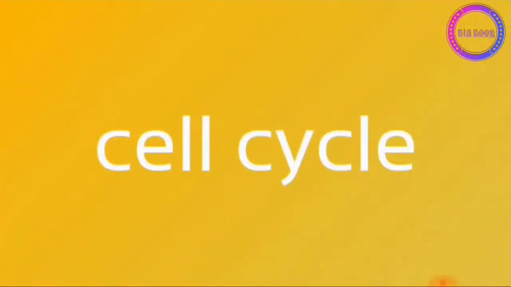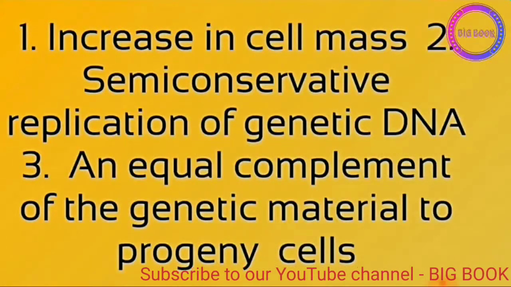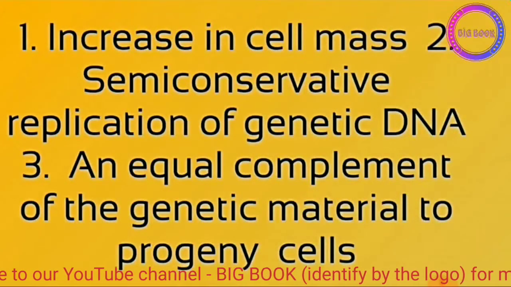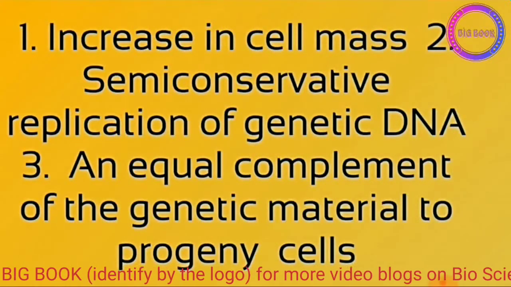Today we are going to learn about the cell cycle and the regulation of the cell cycle in eukaryotes. First we will have a brief discussion on the cell cycle, that is the increase in cell mass during the cell division, that is the mitotic cell division, or it can be the meiotic cell division also.